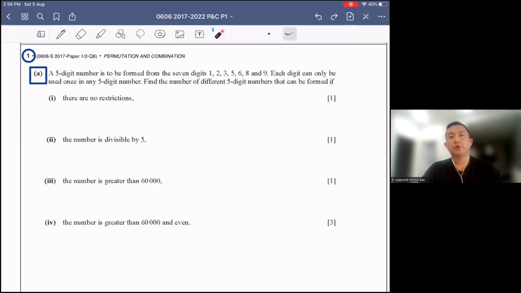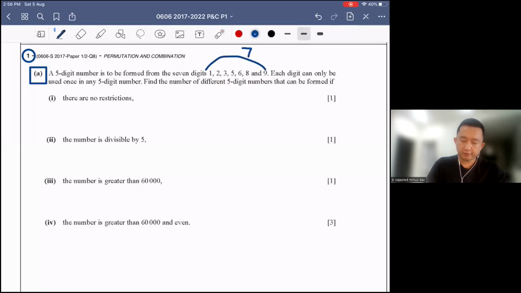In this video, I'm going to show you how to solve a different type of permutation and combination past year questions. Let's start with the first one. A 5-digit number is to be formed from 7 digits. So total digits, we have 7, n equals 7. Each digit can only be used once. Find the number of 5-digit numbers that can be formed if there are no restrictions.